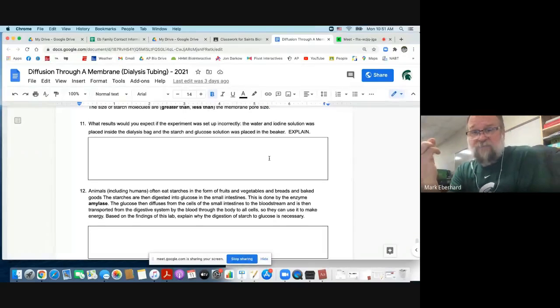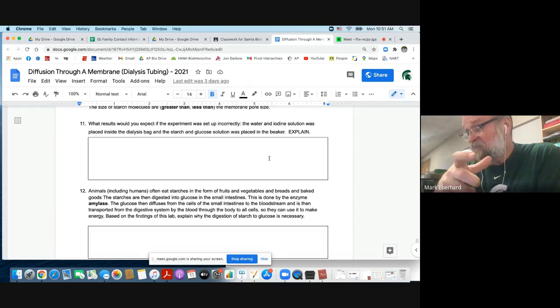11 is just flip-flopping. So 11 is saying, what if we put the iodine and the water in the cell model? So our dialysis tube was a yellow color, and we put it in a beaker that was cloudy white because it had starch and glucose. So what if you flip-flopped it? So the beaker would have been cloudy white, the tube would have been yellow. That means after 24 hours or even after an hour, the tube would still be yellow, but it would be a fainter yellow, and the beaker would have turned purple-black. But the same results would have happened. Glucose still would have moved through the membrane, iodine would have still moved through the membrane, water would have still moved through the membrane, and starch would not have.